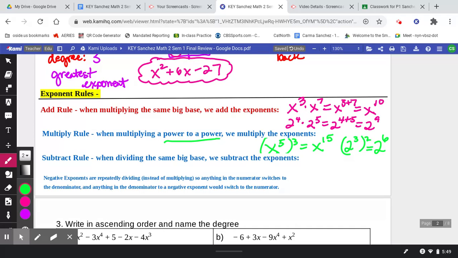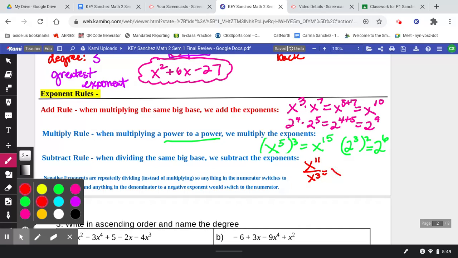Finally, the subtract rule is when we have big bases, like x to the power of 11 over x to the power of 3, and then we take those two little exponents and we subtract them. 11 minus 3 would be x to the 8th. So the subtract rule is used when dividing with the same big base.